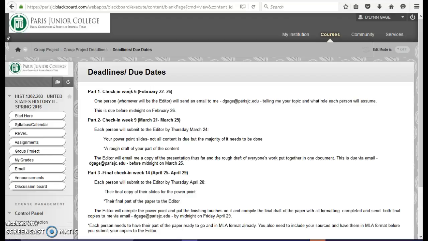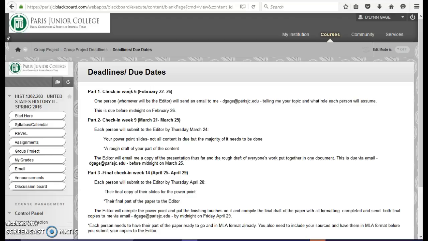Part 2 is a check-in during week 9. This is the week after spring break, so each person will submit to the editor by that Thursday night, or groups of 3 are all going to get together Thursday night and make sure that your PowerPoint slides look good and then a rough draft of your paper is ready to be turned in.